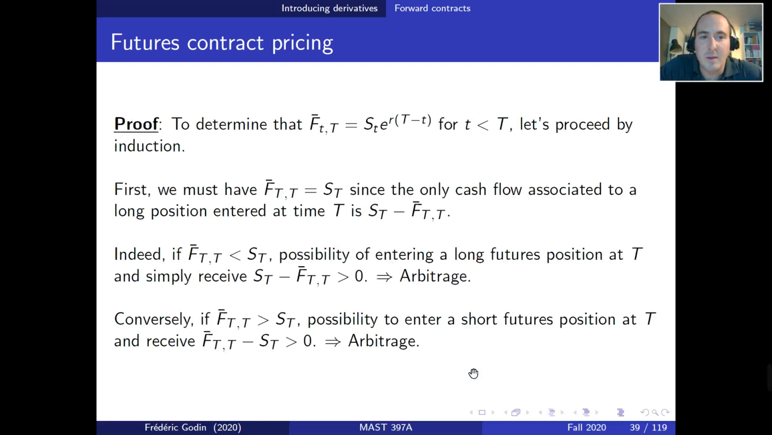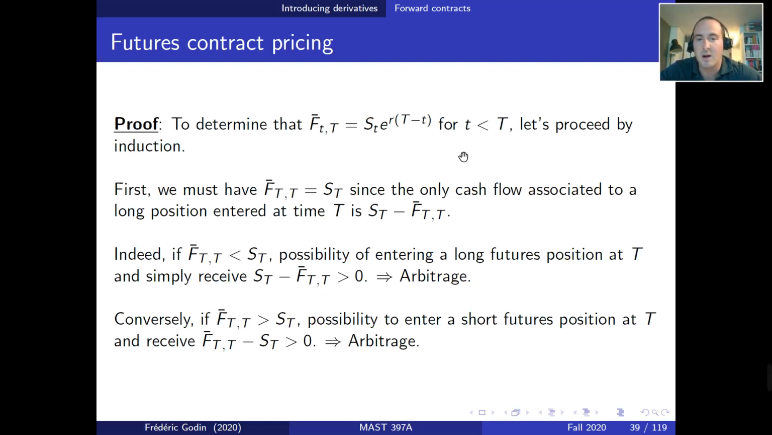So how can we show that the futures price must be equal to the forward price? We're going to use induction. We want to prove the statement above, which is that the futures price at time small t is the underlying asset price times the interest rate accrual factor between time small t and capital T. We want to show this for all values of small t, so we'll proceed by induction.